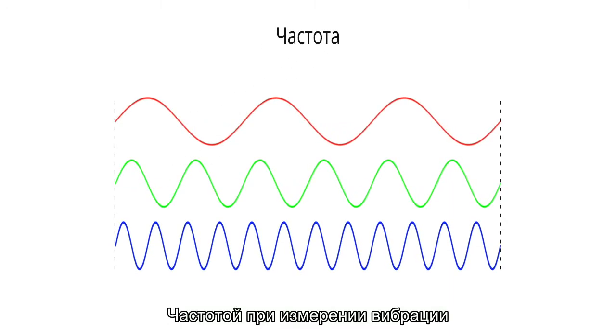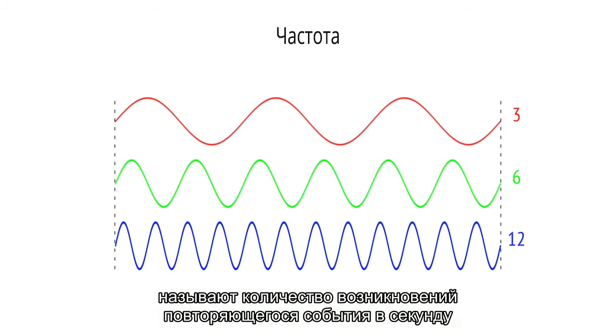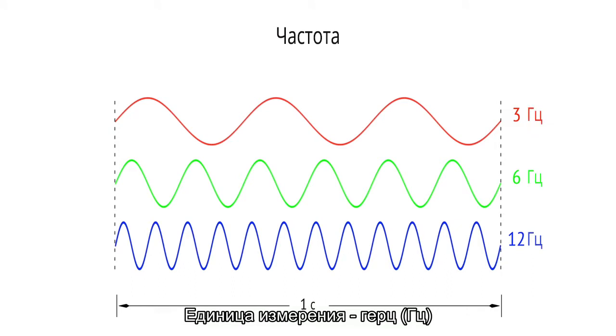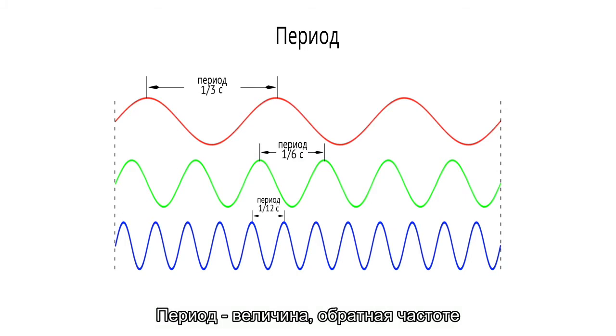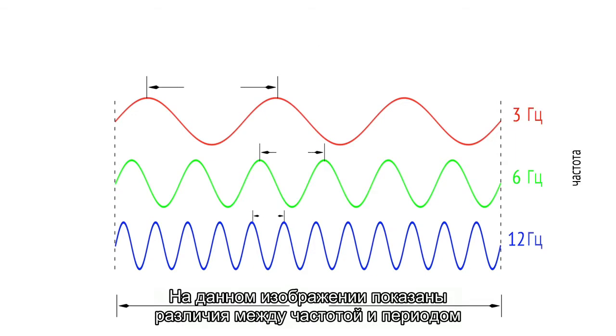So let's begin with these terms: frequency, amplitude, and period. Frequency is, in vibration measurement, the number of occurrences of a repeating event per second, and the unit is Hertz. Period is the duration of time of one cycle in a repeating event, so the period is the reciprocal of the frequency. See in this picture the difference between frequency and period.